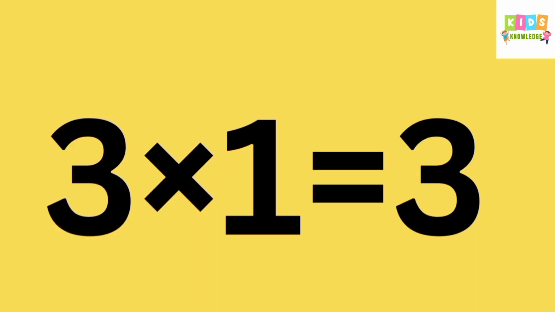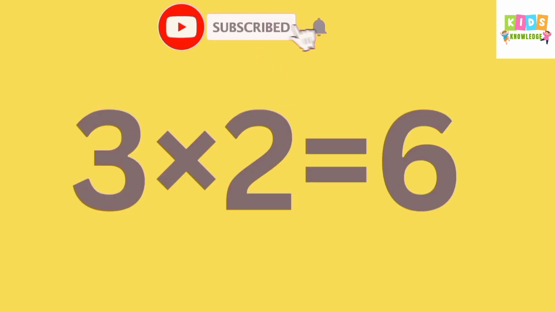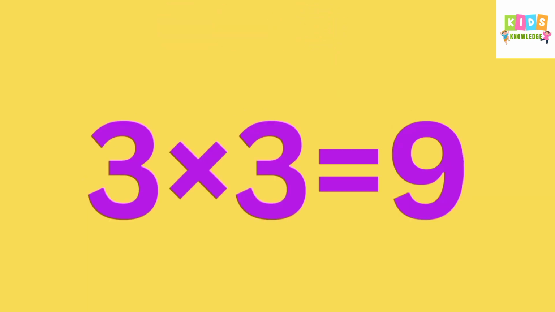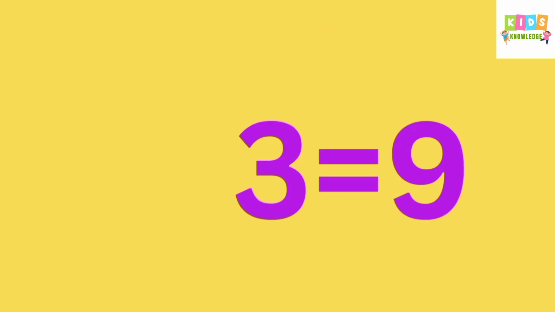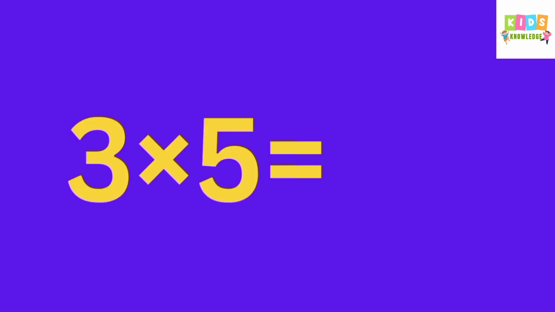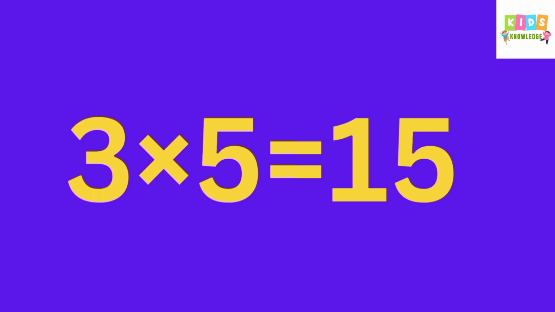3 ones are 3, 3 twos are 6, 3 threes are 9, 3 fours are 12, 3 fives are 15.